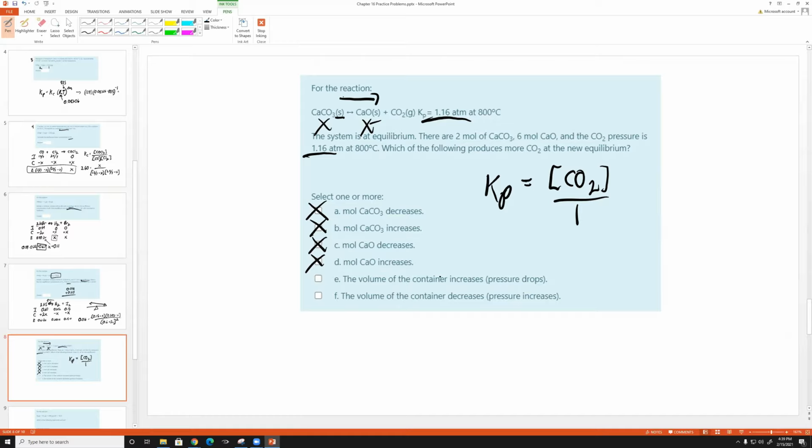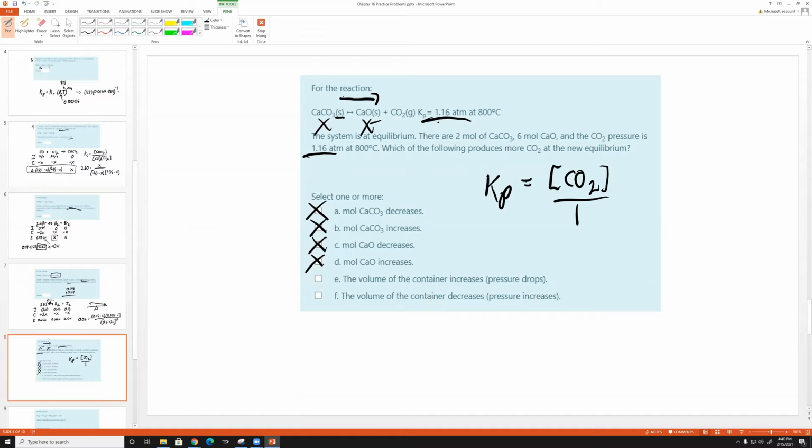Next, the volume of the container increases. And they even give you a little hint, the pressure drops. All right. So if the volume increases, think about that. Then the gases have more room to move. And that means their pressure decreases. Once their pressure decreases, they want to react in such a way that allows the pressure to increase to its equilibrium ratios. It doesn't like to be too high pressure, too low pressure for the mixture.